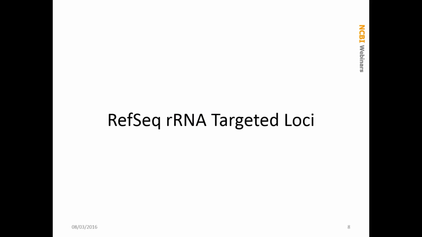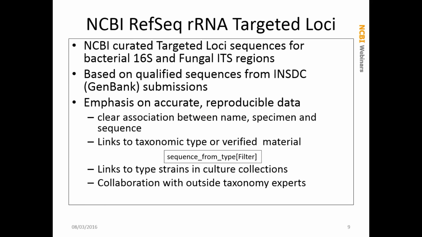So let's take a minute to talk about our RNA-targeted loci records and what's in our databases for those things. So we make curated targeted loci sequences for the bacterial 16S and the fungal ITS regions, as I've talked about. These are human-curated. They're based on qualified sequences from the International Sequence Database Collaboration, which I'm going to call GenBank in this talk. These are submitted records. We choose these based on ones that are accurate, have the right characteristics. We're trying to strive for reproducible data. The main point here is to make a clear association between the name, the specimen, and the sequence. It's become quite challenging, in fact, to make sure that GenBank is accurate in terms of the sequence identification.